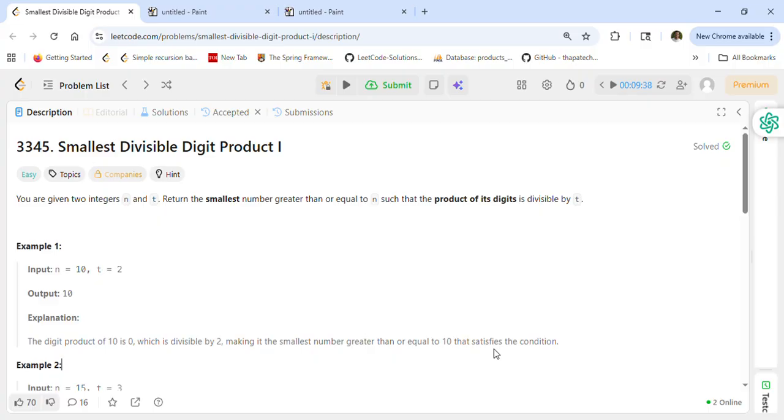Today we are going to solve Leetcode problem 3345, smallest divisible digit product 1. This is quite a recent problem. We'll understand this problem with some examples, the logic, as well as the solution.